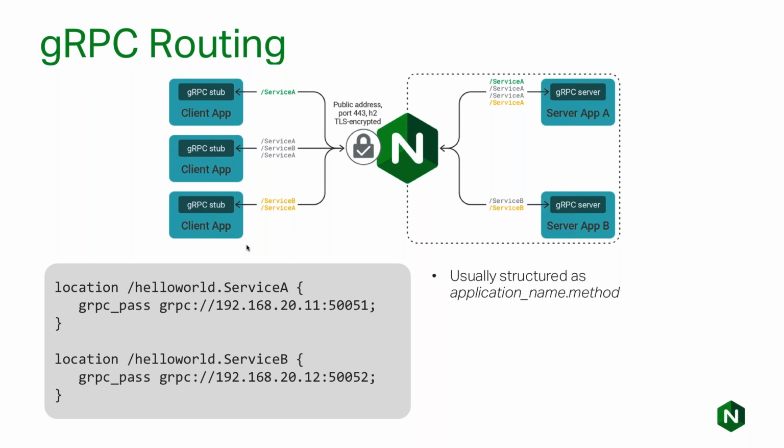Behind the scenes, your application might implement those gRPC methods in different ways, on different stacks, in different bodies of code. Here, you can use NGINX to route the traffic based on the URL, so that requests for service A get routed to one server, and requests for service B get routed to another server.